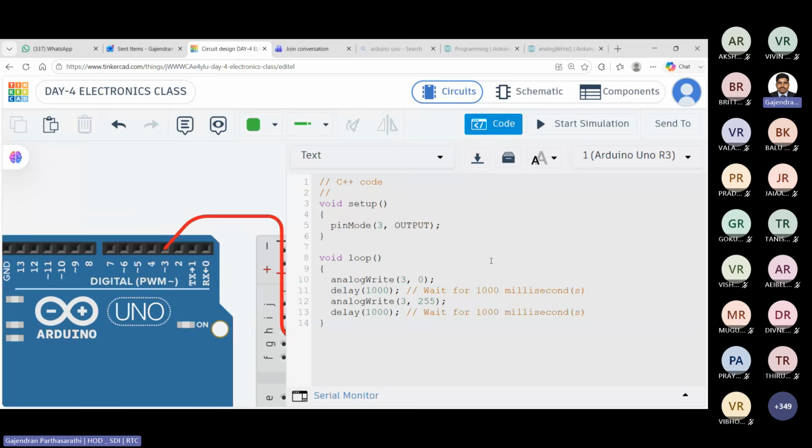Those who tried 0 and 255, have you done, sir? Please share the screen if you're done with the 0 and 255. Coding I want. You shared the images.